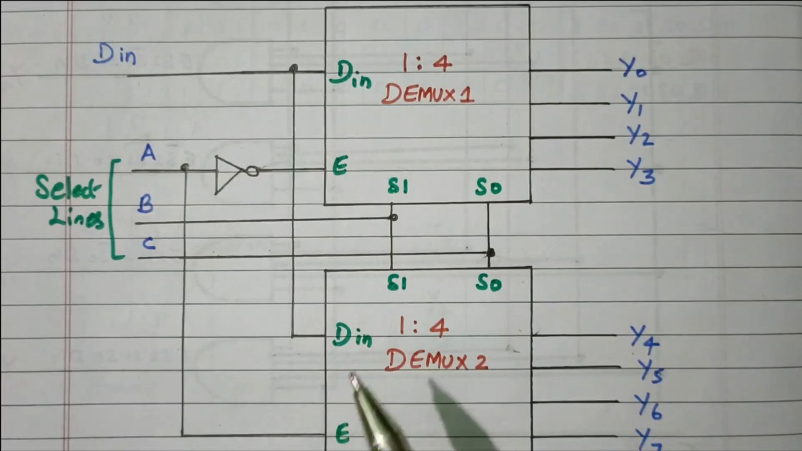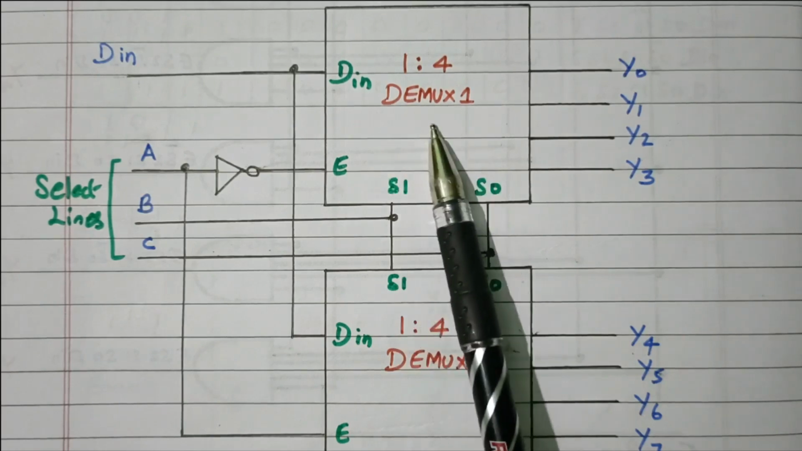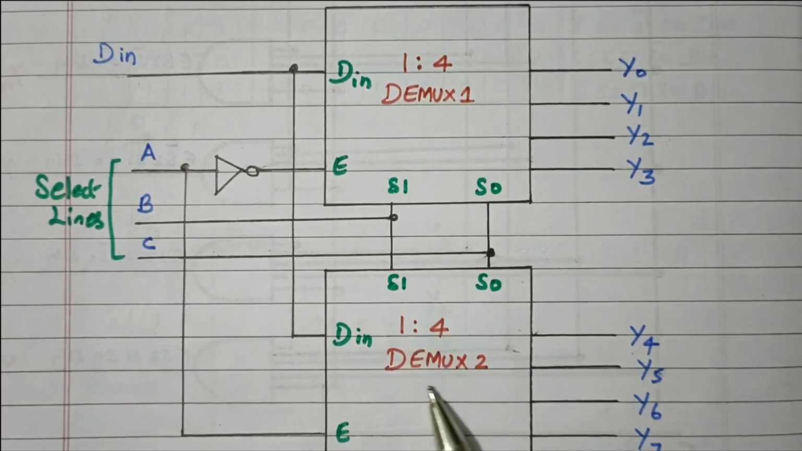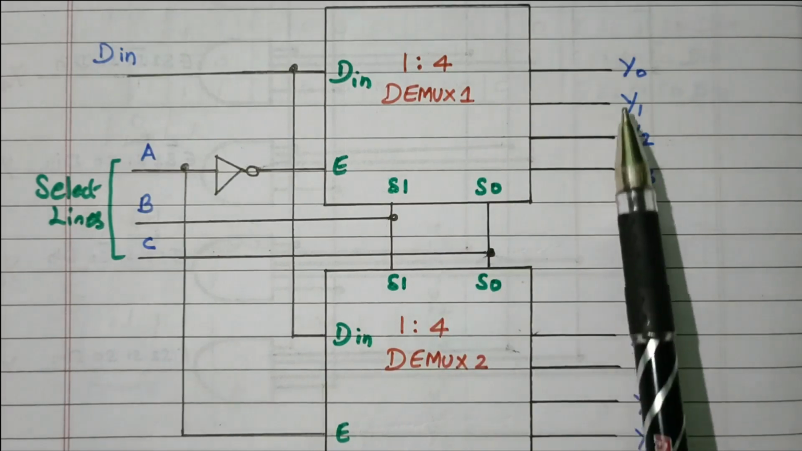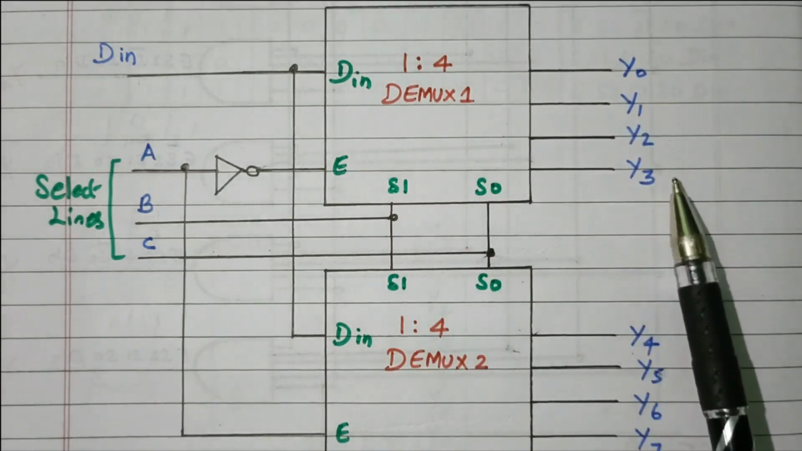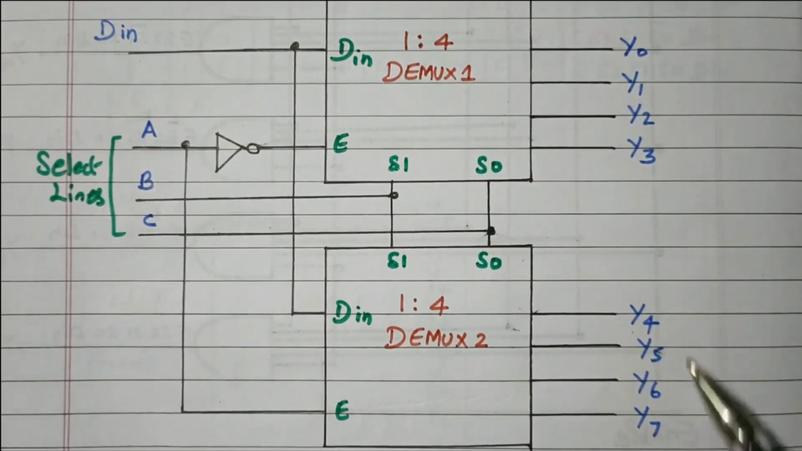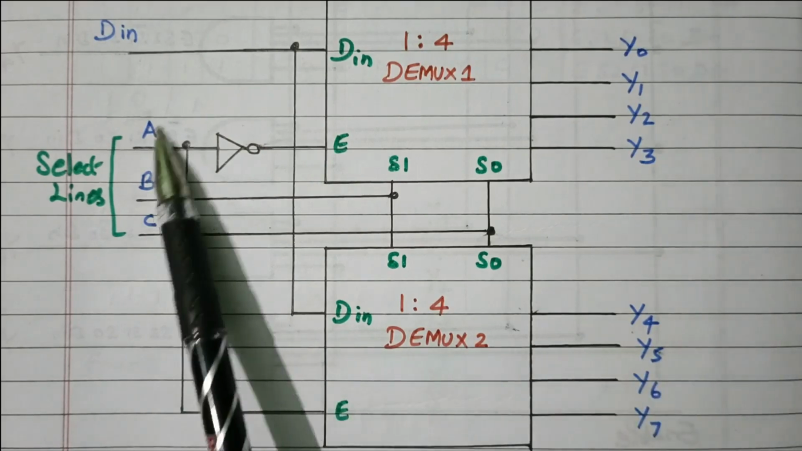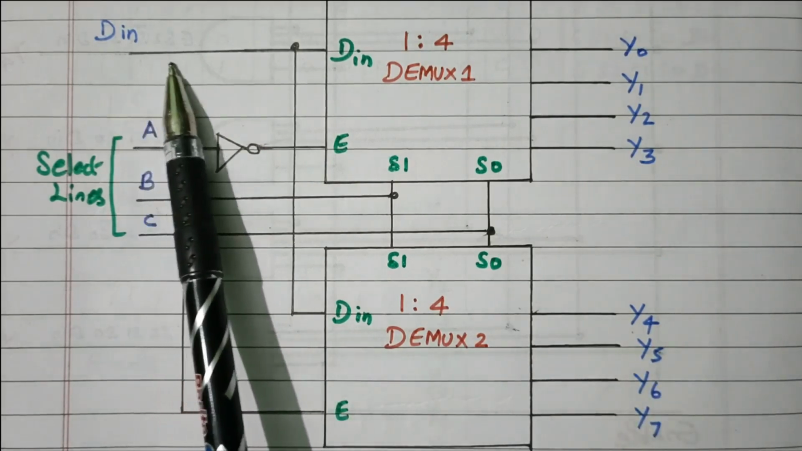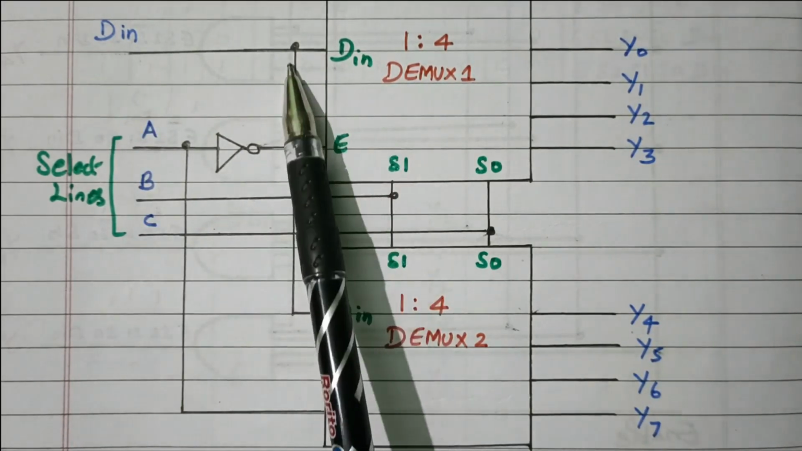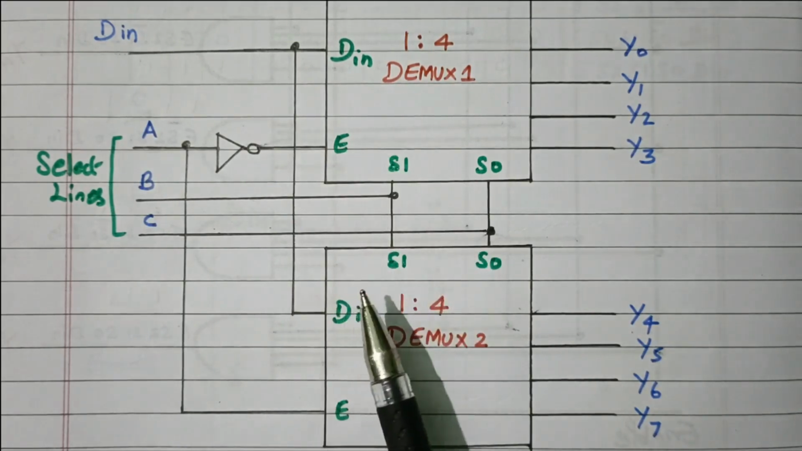So this is the logic diagram. This is the first demux, 1:4 demux1. This is the next, 1:4 demux2. We are using two 1:4 demuxes, right? So these are the corresponding outputs Y0, Y1, Y2, Y3. Similarly Y4, Y5, Y6 and Y7. There are 8 outputs, so that we get a 1:8 output. The D in is the input signal that is given to dmux1 as well as dmux2. The input D in is given to both the dmuxes, right?